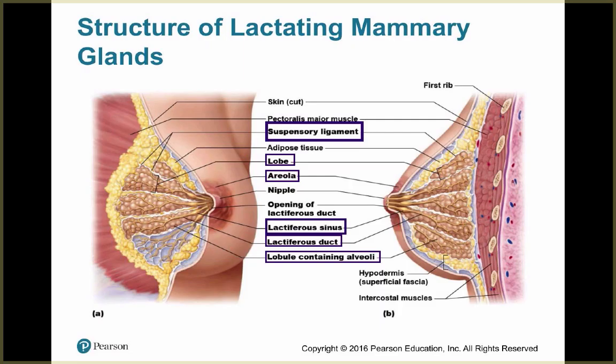And so you have these big lobes here, right? And within them, do you see all those circles? Those are the lobules that contain the alveoli. Now, when it goes to actually make milk, it gets made in there and passes into the duct, right? Into this area, the sinus. Now you can see that you have the pectoralis muscle here, and that basically these lobules and all this are attached to that muscle through the suspensory ligaments. So that's what the lactating mammary gland structure looks like.